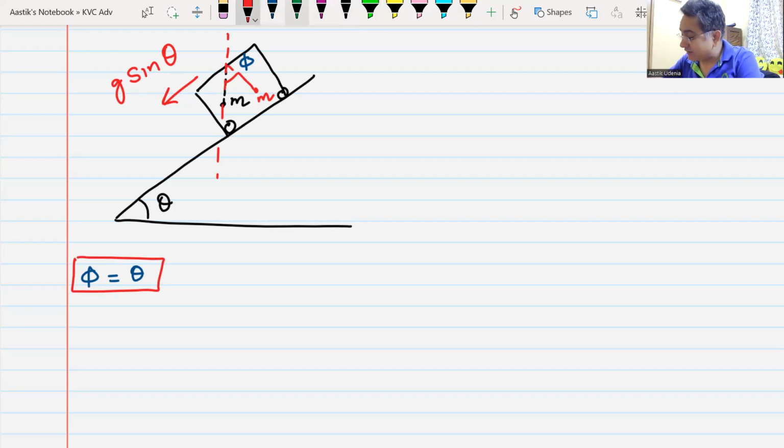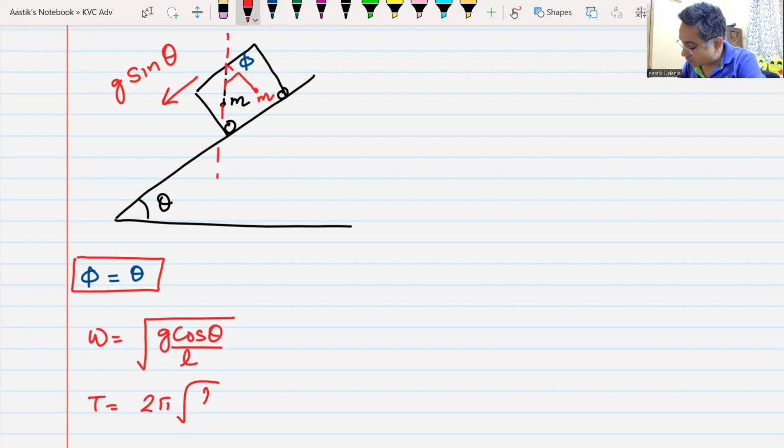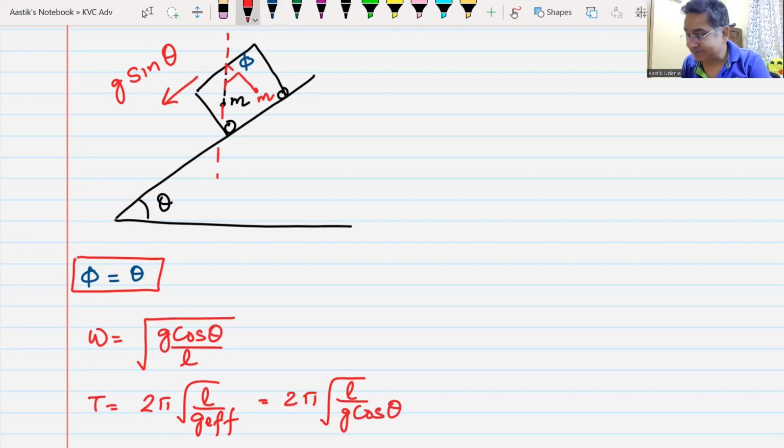Also remember here in this case, omega is equal to root of g cos theta divided by L. So the time period in this case becomes 2 pi root of L by g effective. And in this case, the value of g effective will be g cos theta. Do we understand this? Please note this down. I'll give you 2 minutes.